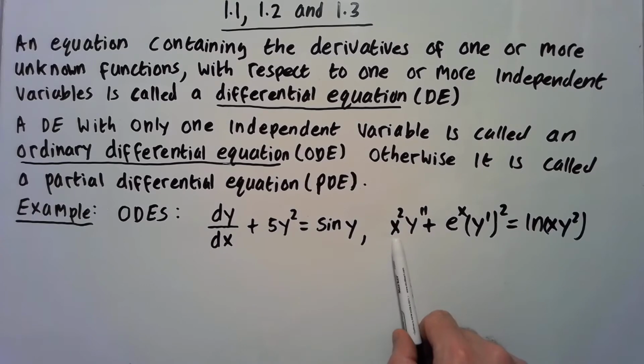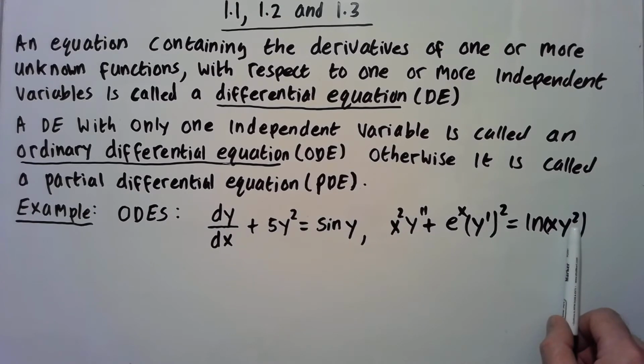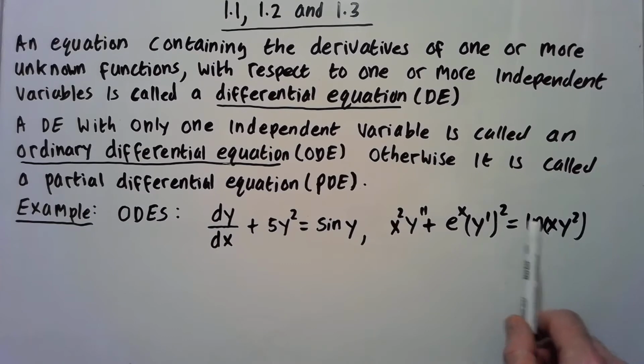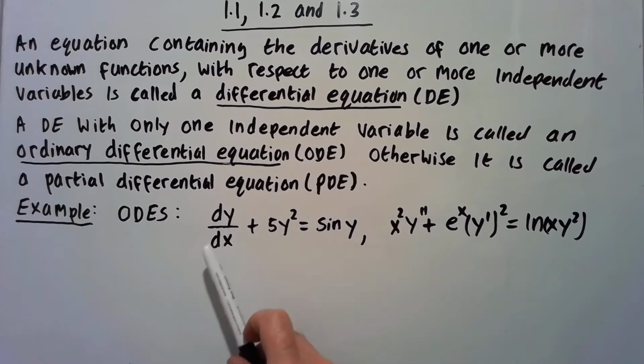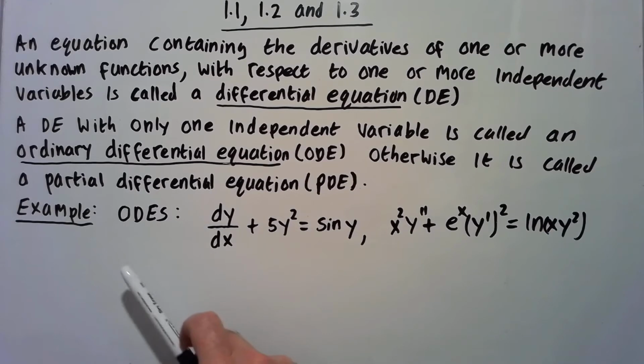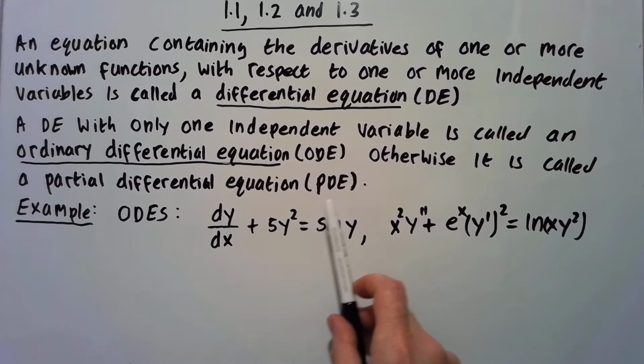And over here you have, say, x squared y double prime plus e to the x y prime squared equals ln of x y squared. That's also an ordinary differential equation. Pretty much, a partial differential equation needs to have partial derivatives in it. So let's look at some examples of partial differential equations, PDEs.